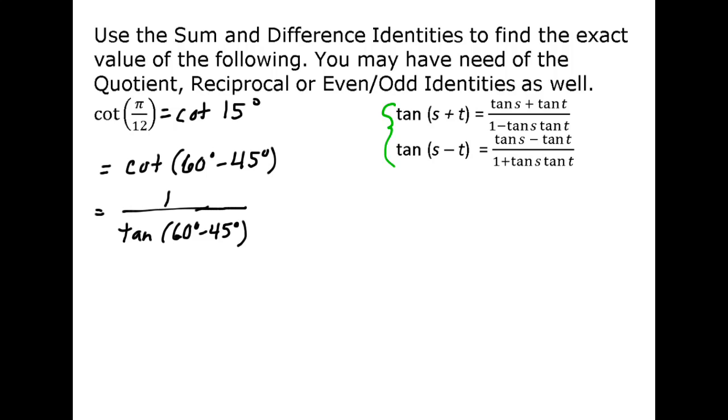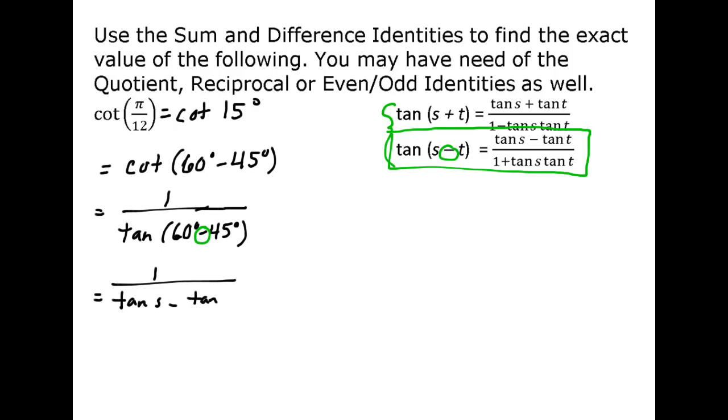So cotangent and tangent are reciprocal functions. And using the tangent allows me to use one of the formulas that I have up on the right here. So in our formula we have a minus, so we'll be using this formula with the minus. So we have 1 over tangent of s. Let me rewrite that once. 1 over tangent of s minus tangent of t over 1 plus tangent of s times tangent of t.